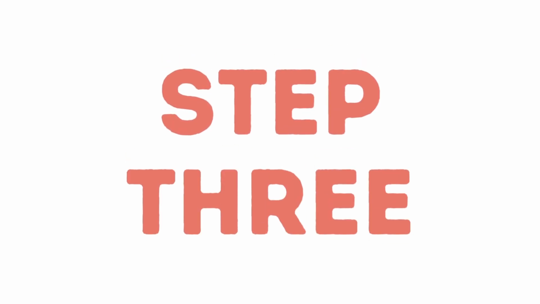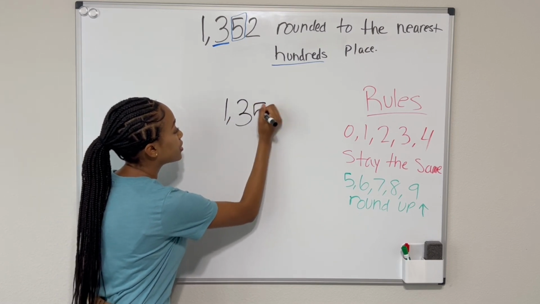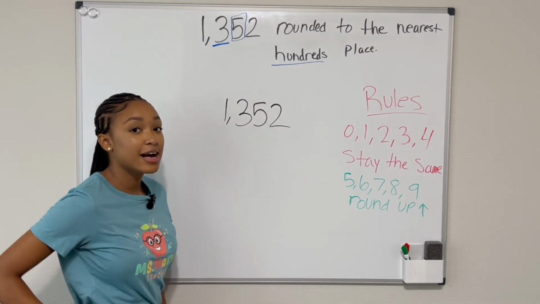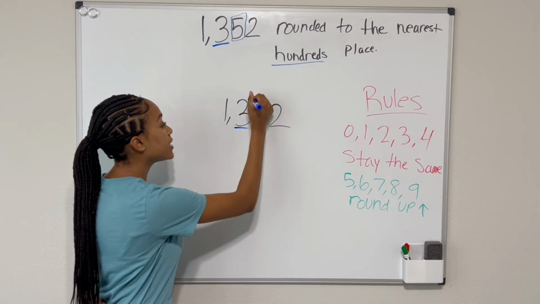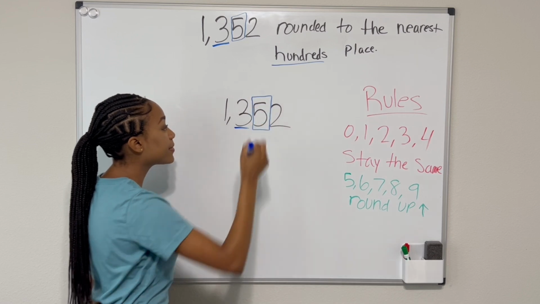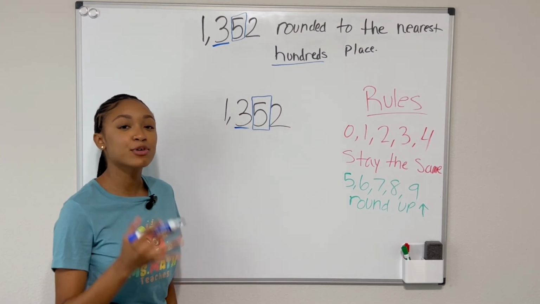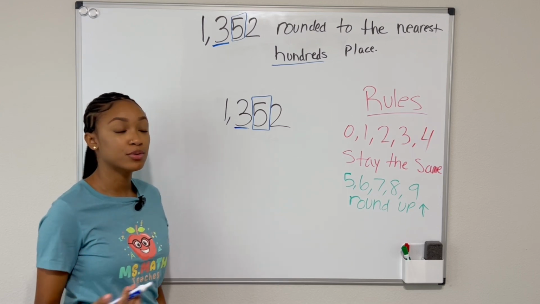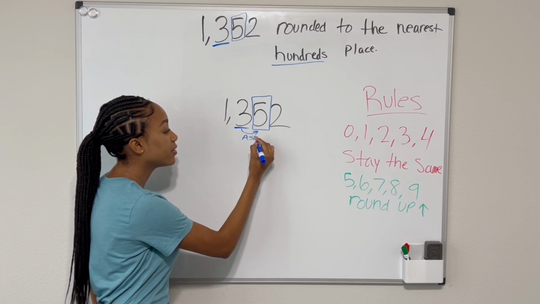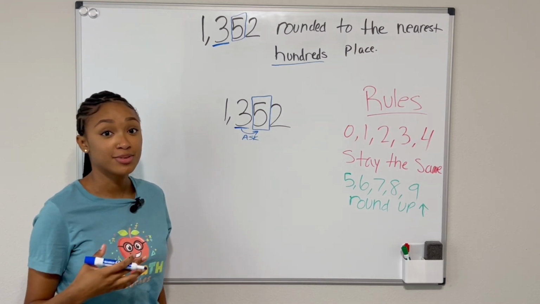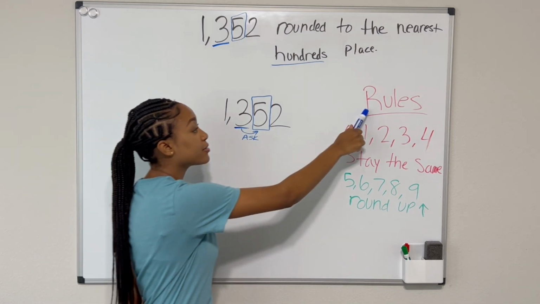Now for step 3. First, let's write down our problem again. 1,352. I'm going to underline and box my numbers again. Underline the hundredths place, put a box around my neighbor. And now for step 3, I'm going to ask my neighbor what to do. The 3 is going to ask the neighbor, what do I do?